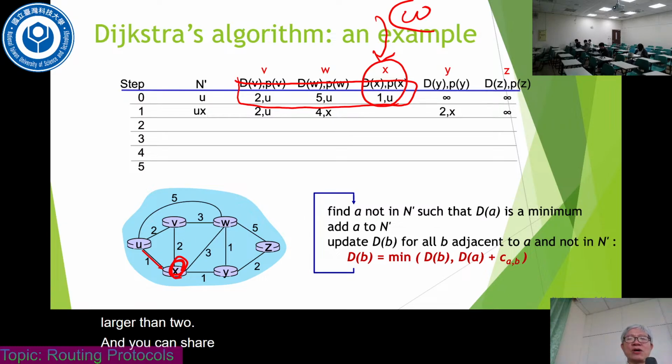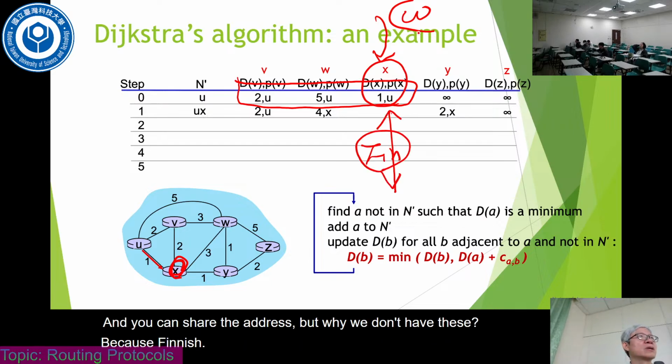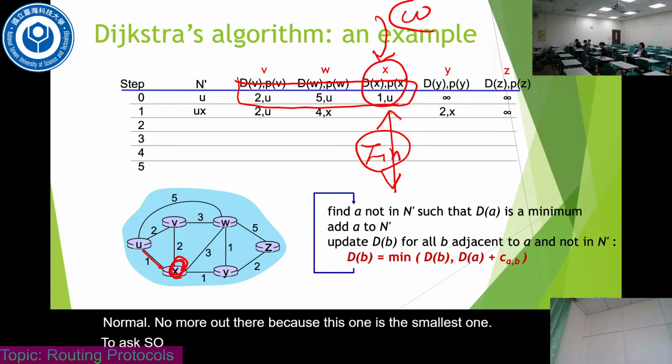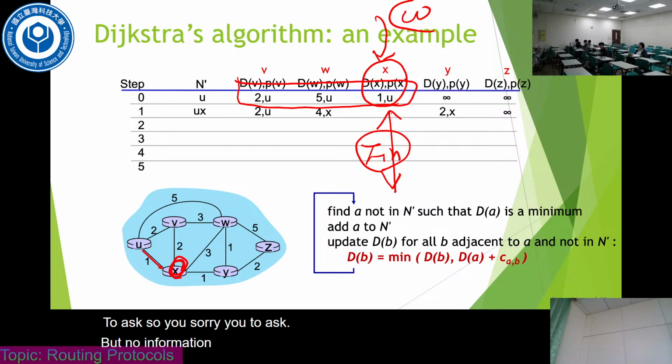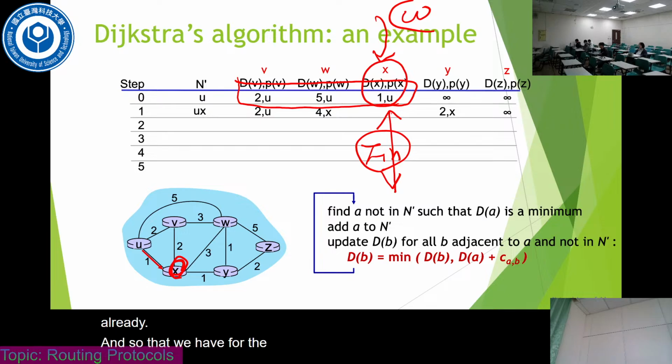But why don't we have these? Because finish. Normal update, because this one is the smallest one to X. So U to X, stop. No information update because it's the smallest one. It's the least cost already. And so that we have the new update, right?